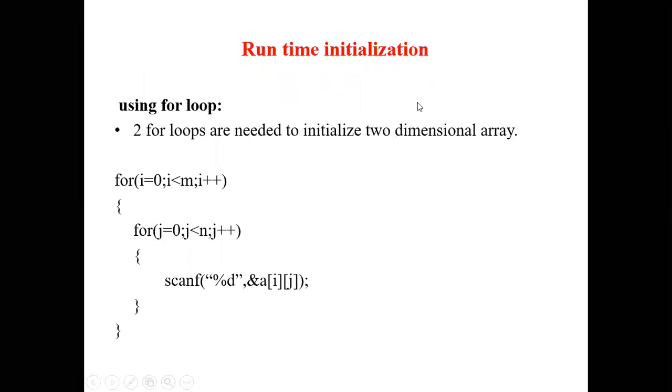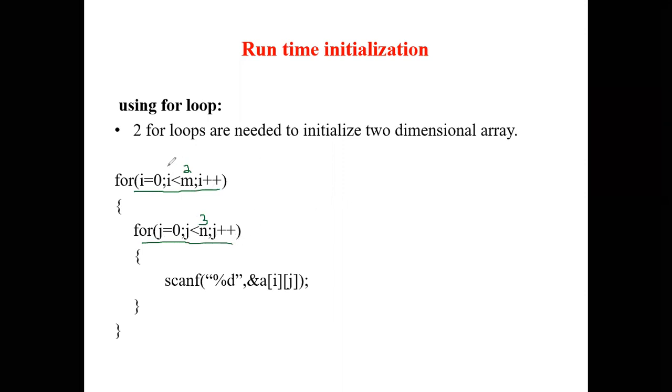This is runtime initialization. So for runtime initialization, that is when you are executing the program, you have to take the input from the user, okay, for the array. So for this, we are using two for loops. For a one-dimensional array, we have used just one for loop, but since it is a matrix, we have to use two for loops. Okay, and here we are specifying the row size and the column size. Okay, one for reading the rows, another for reading the columns.